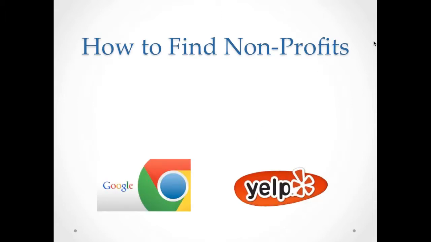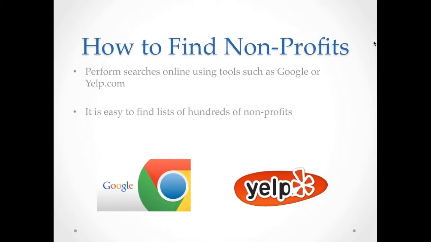To find nonprofits, it's quite simple. You can find them numerous ways. You can perform online searches using tools such as Google or Yelp.com. You will be able to find lists of hundreds of nonprofits by using these tools. All you need to do is, once you find a list of nonprofits, review the various organizations and find a few that interest you.